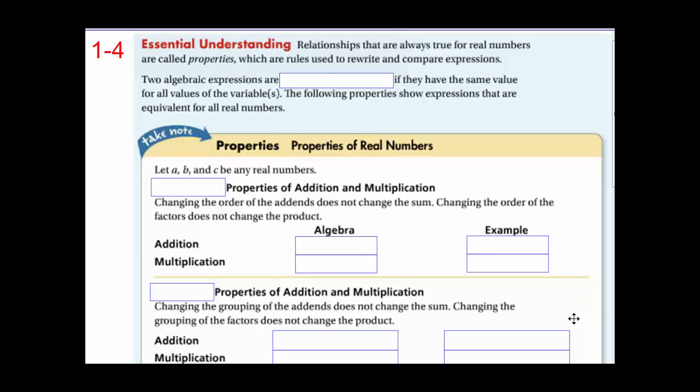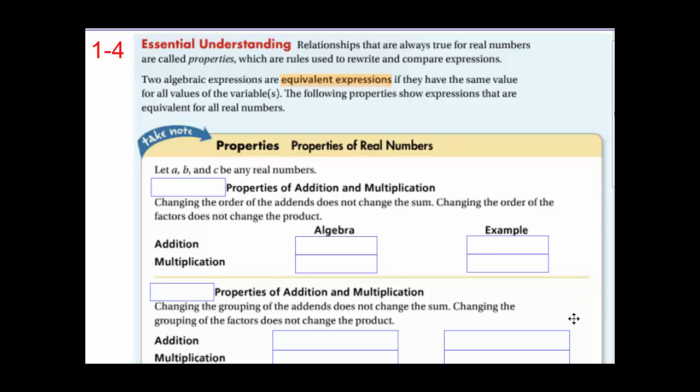So the process of solving any equation in one variable is to create a series of equivalent equations until the variable is isolated, or has a coefficient of 1. And we usually solve these equations by applying these properties of real numbers. These properties are relationships that are always true for the real numbers that we're looking at. Two algebraic expressions are equivalent expressions if they have the same value for all values of the variable or variables. Okay, so here are some properties that we can look at.